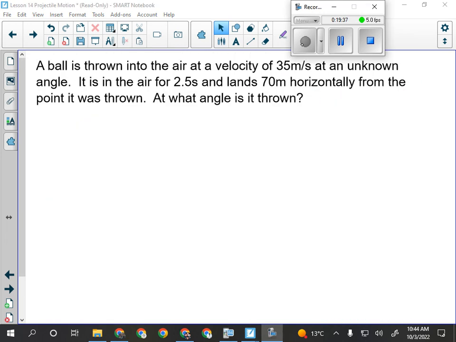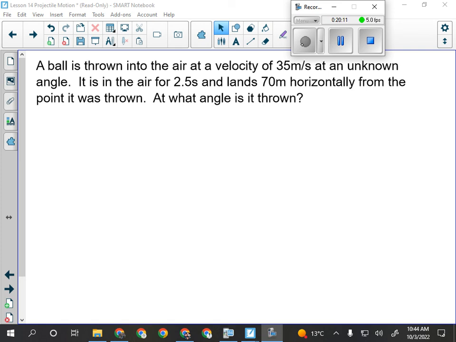All right, so this one works a little bit differently. In this one, they don't give you the angle. They're telling you it's thrown into the air at a velocity of 35 meters per second, but they don't give you the angle it's thrown at. Okay? So you know the magnitude, but not the direction of the hypotenuse of that triangle. Okay? It's in the air for 2.5 seconds and lands 70 meters horizontally from the point it was thrown, at equal height. Okay? At what angle was it thrown?